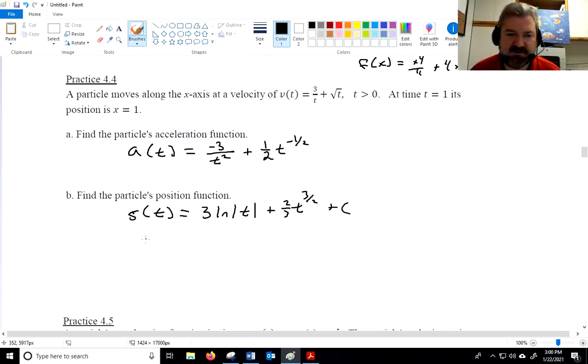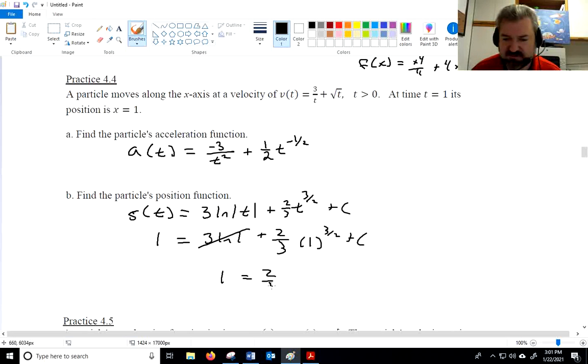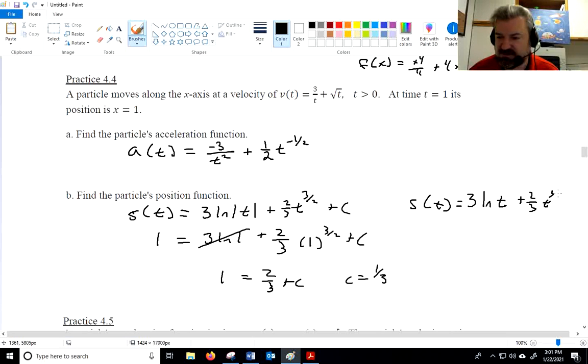Now we know that at t equals 1, the position was 1. So 1 equals 3 times the natural log of 1 plus 2/3 times 1 to the 3/2 plus c. The natural log of 1 is 0. 1 to the 3/2 is 1, so 1 equals 2/3 plus c. That means c is 1/3. So our position function, we can call it s of t or x of t, since it's on the x-axis, is 3 times the natural log of the absolute value of t plus 2/3 t to the 3/2 plus 1/3 for t greater than 0, since that was our original restriction. And because t has to be greater than 0, I don't actually need the absolute value bars.